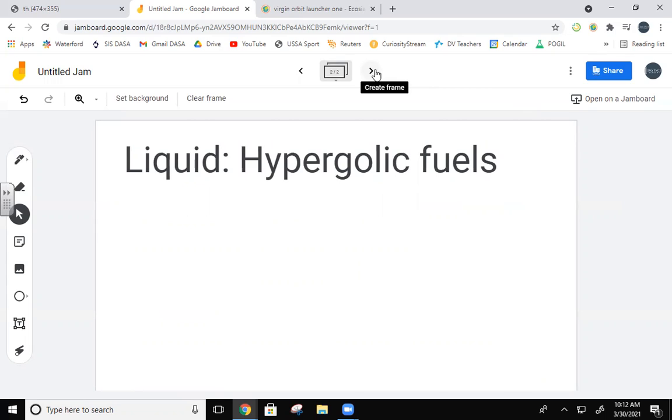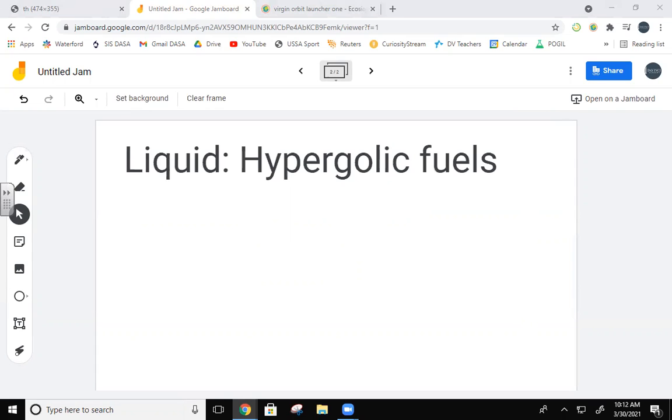Hypergolic means once the two substances touch each other, they instantly explode. Okay? There are a few different types. These are still liquids. These are not the ones that we just covered. These are different kinds of hypergolic fuels.